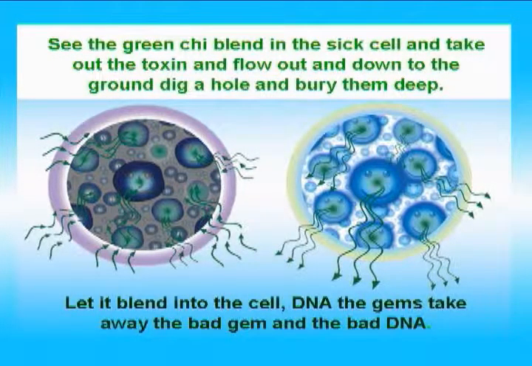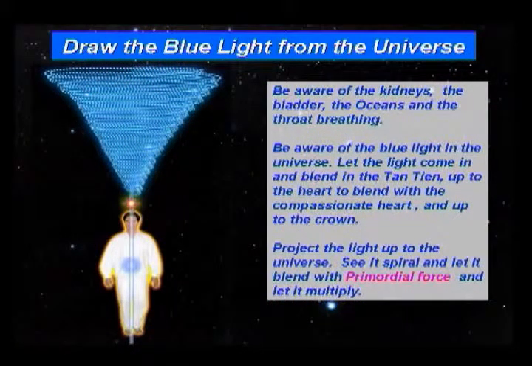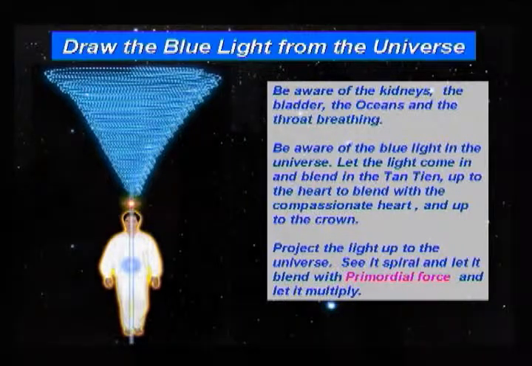And the green light always follows with the blue light. So kidney blue, ocean blue, breathing the blue light to your throat, spiral in your Dan Tien, up to the heart, to the brain, expand out to the universe, and you spiral. So when you ask, you want something, you have to give things first. I want the blue light. So you extend your blue light out, the frequency, and you spiral.